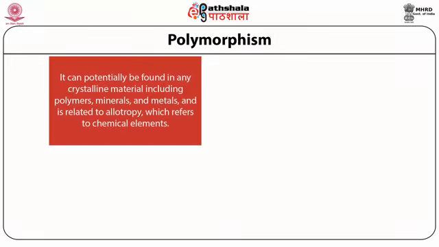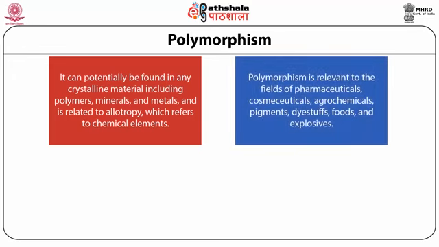Polymorphism can potentially be found in any crystalline material including polymers, minerals, and metals, and it is related to allotropy, which refers to chemical elements. The complete morphology of a material is described by polymorphism and other variables such as crystal habit, amorphous fraction, or crystallographic defects. Polymorphism is relevant to the fields of pharmaceuticals, cosmeceuticals, agrochemicals, pigments, dyestuffs, foods, and explosives. Two other terms are also used in polymorphism, which are enantiotropy and monotropy.